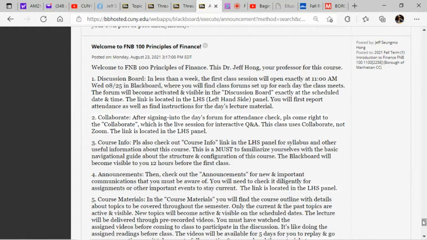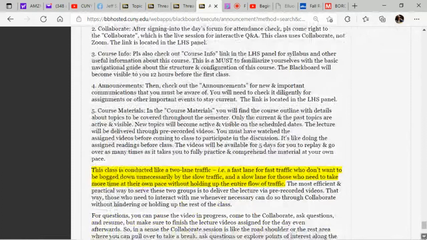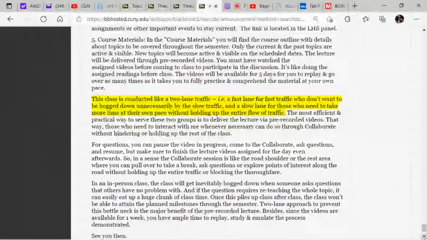A lot of it can be condensed, especially in economics and finance. A lot of the verbal explanations can be avoided, and it can be condensed into a single equation. But this is something that cannot be condensed into a single equation. But I explained here pretty much how this course is going to be conducted.